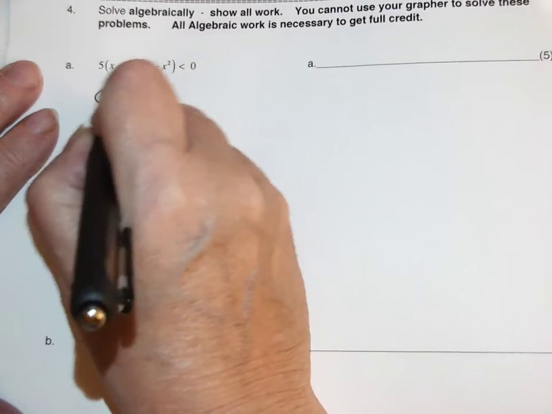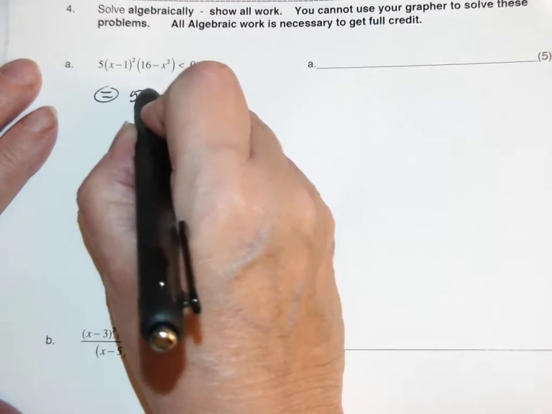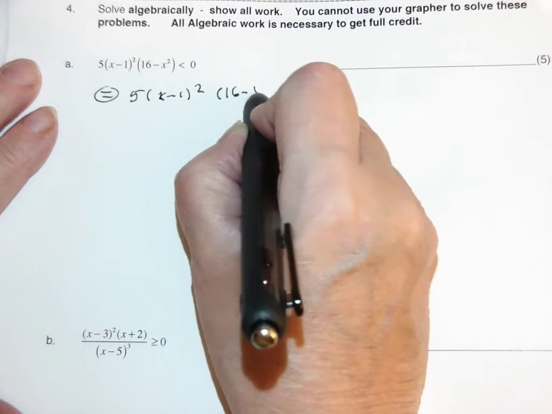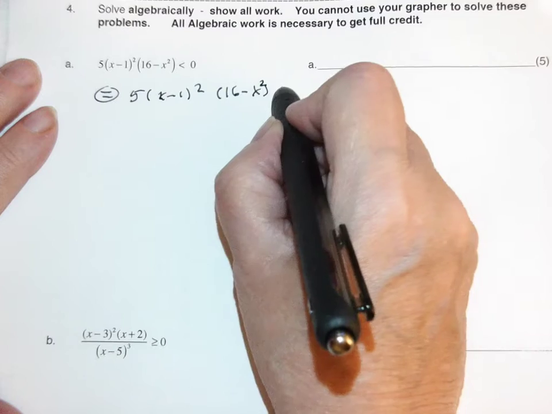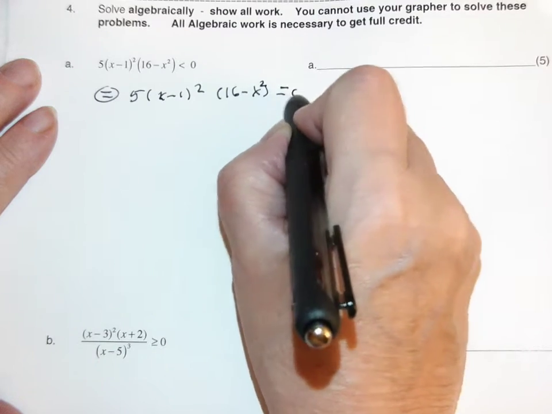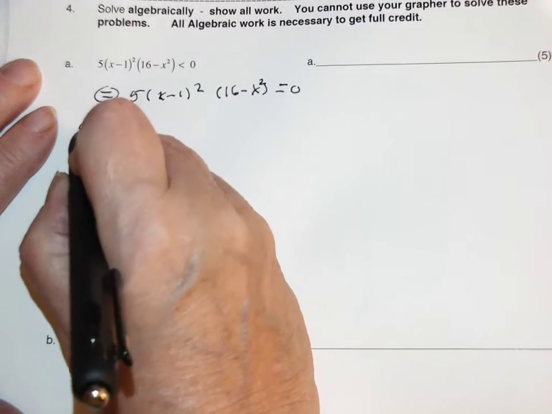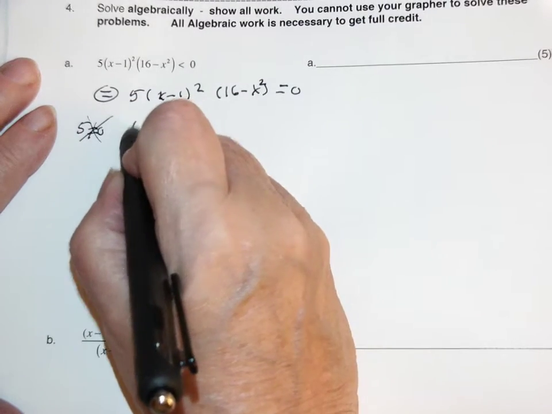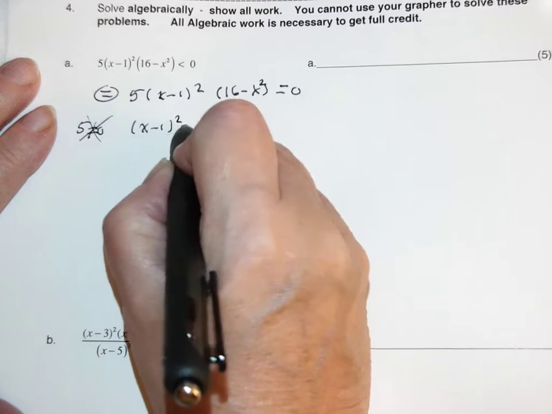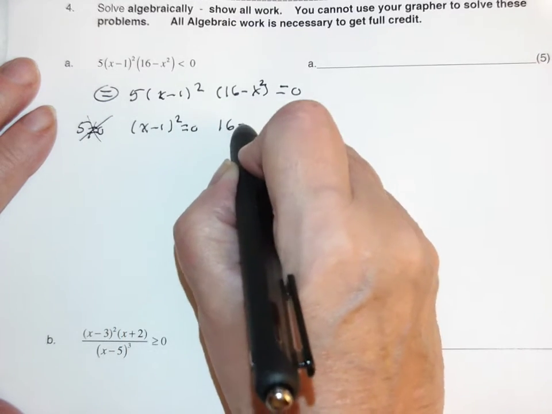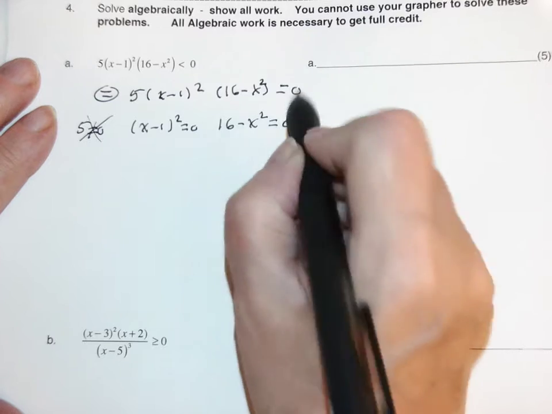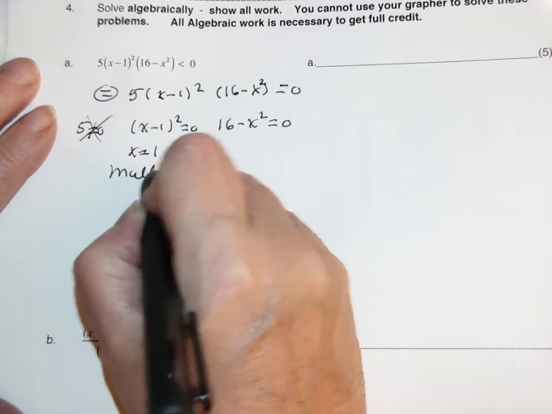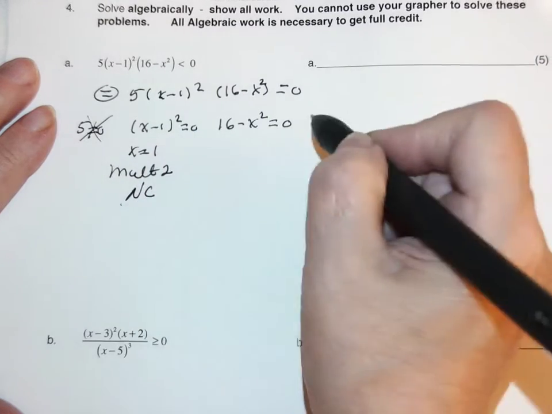We first solve the equal equation, which says that 5 times (x minus 1) squared times (16 minus x squared) equals 0. Well, 5 is never 0, so that doesn't contribute anything. (x minus 1) squared equals 0, and 16 minus x squared equals 0. This says x equals 1, multiplicity 2, so there's no change.